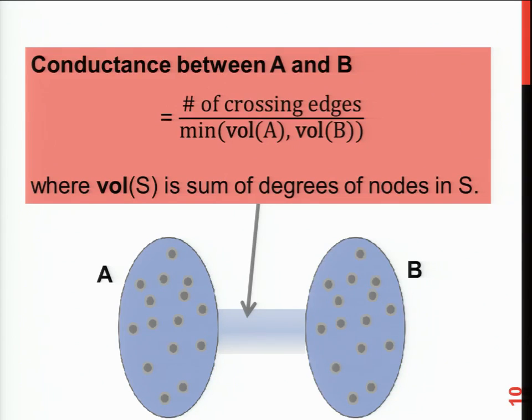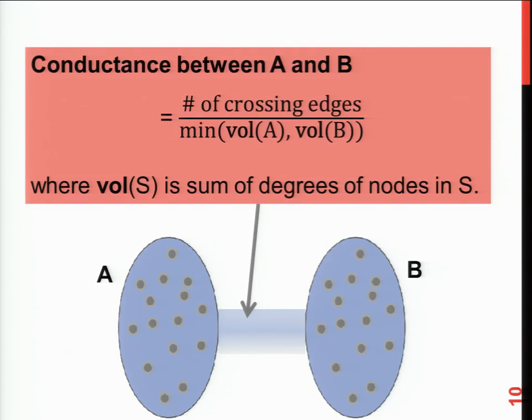Just to explain this, degree is the number of edges which are incident to a node. For simplicity, let's say that each node has the same number of edges incident to it, say D edges. So the volume of S is just D times the size of S. It's the sum of the degrees, and each node has the same degree. So this is just the number of crossing edges divided by the minimum of D times the size of A and D times the size of B.